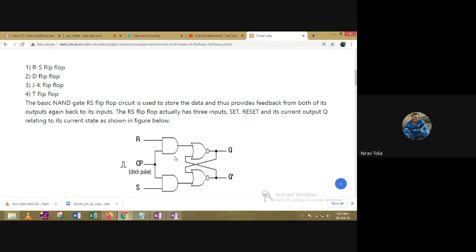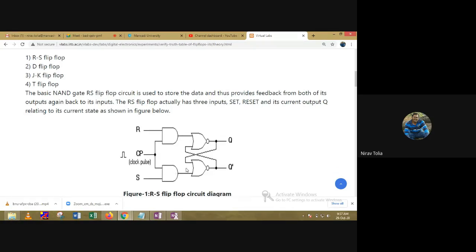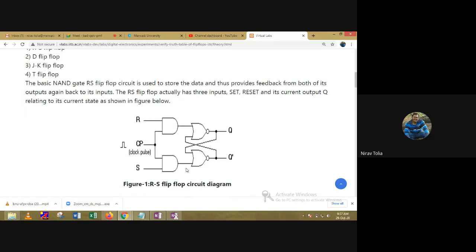Now how will it work? Let me show you. This figure shows the clocked SR flip flop, or you can say clocked RS flip flop. So how will it work?